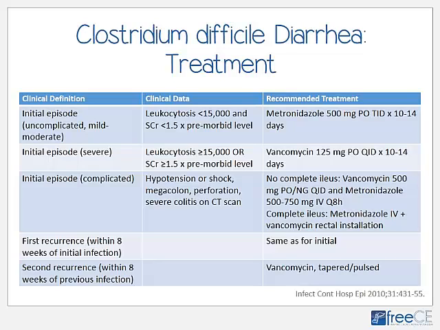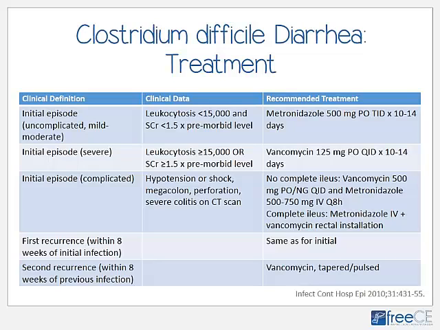So our clinical definitions are in the left-hand column. The center column gives you your clinical data, which you're going to use to determine what your clinical definition is. And then the recommended treatment is in the far right-hand column. So it's important to keep in mind this data when you're recommending a specific antibiotic therapy.